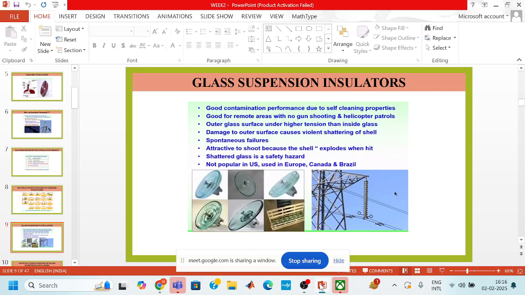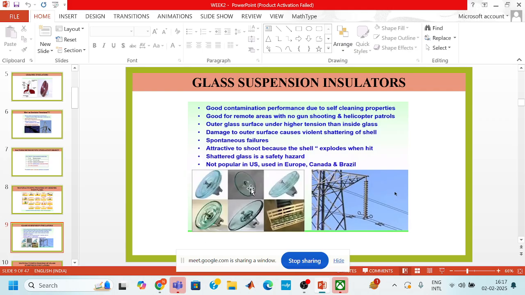and its outer glass surface is under higher tension than the inside glass, and damage to the outer surface causes violent shattering of the shell, and spontaneous failures can occur. It is also attractive to shoot because the shell explodes when hit, and shattered glass is a safety hazard. It is not popular in the US, but it is used in Europe, Canada and Brazil.